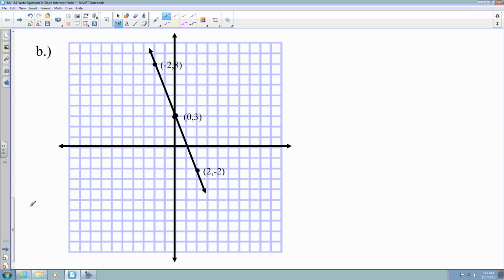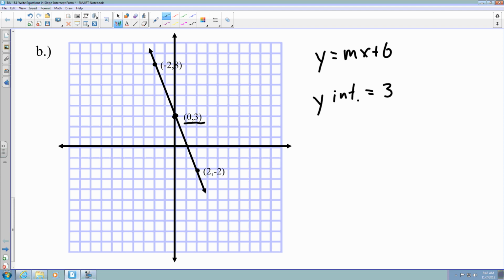Going off of this equation, again, we are still looking for the y-intercept, and our y-intercept in this case lands at 0 comma 3, so our y-intercept would be 3.